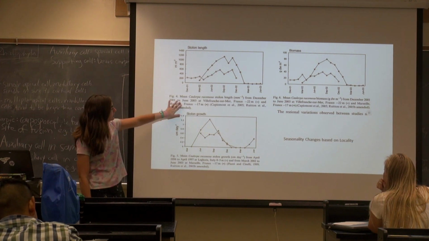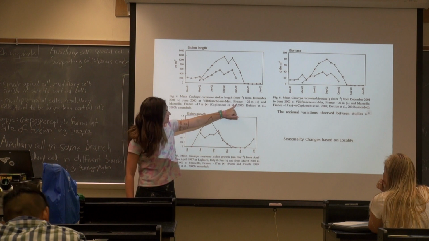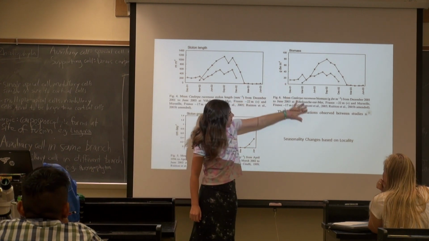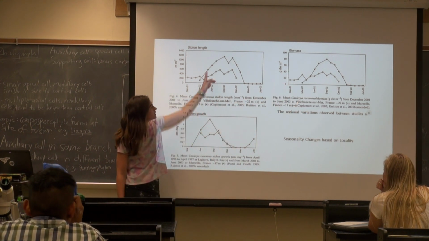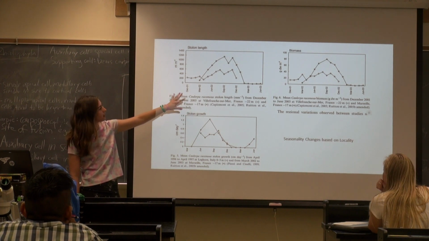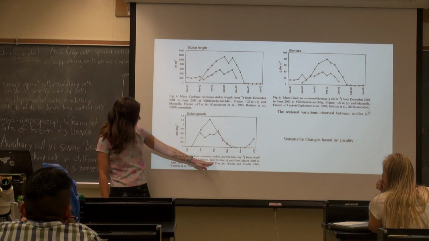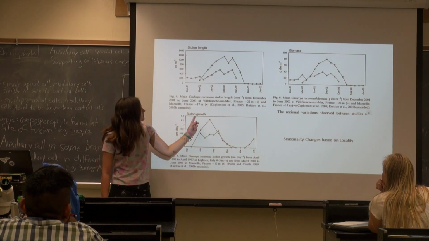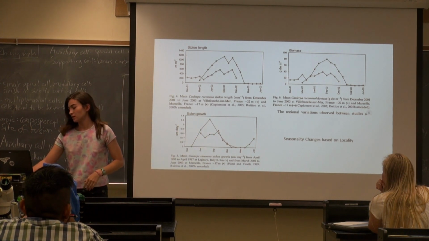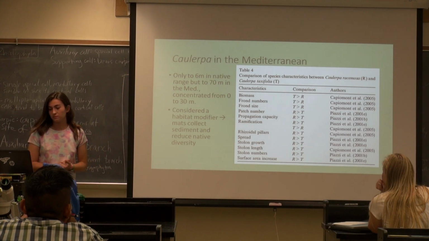So we have stolon length. This was from France, and then just the biomass in France as well. So you're seeing a peak in early to late summer. And then this one is in Italy, where you're seeing an earlier peak in the stolon growth.